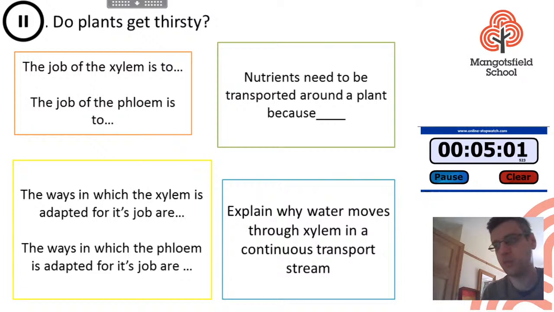So nutrients need to be transported around a plant because water needs to get from the roots to the leaves for photosynthesis, and because sugar and other nutrients are needed in all parts of the plant, so they need to be carried around the plant.